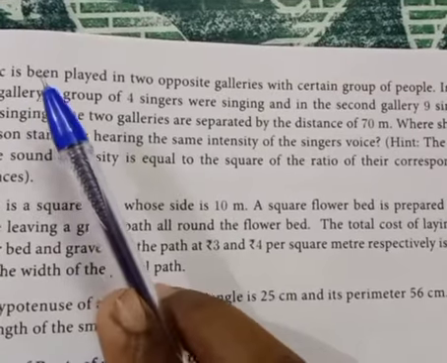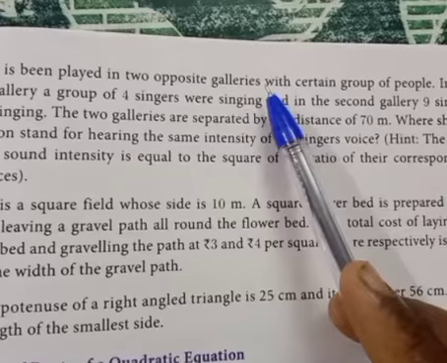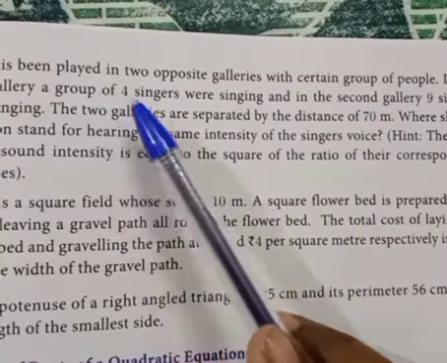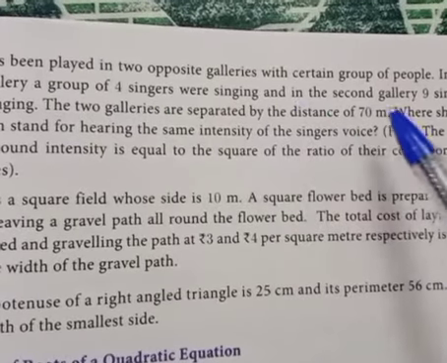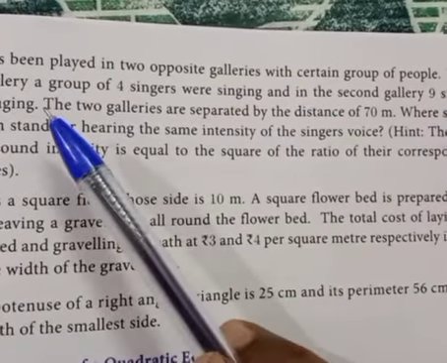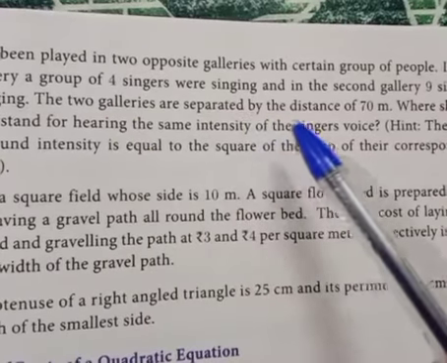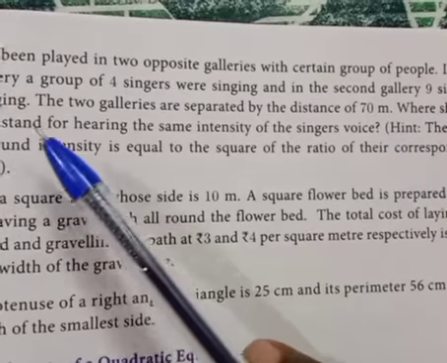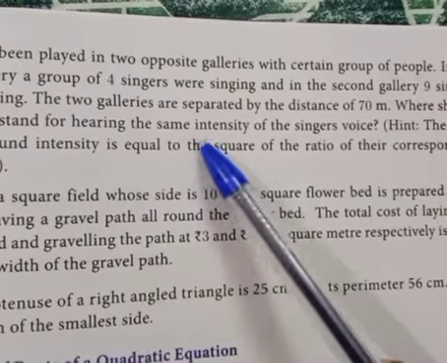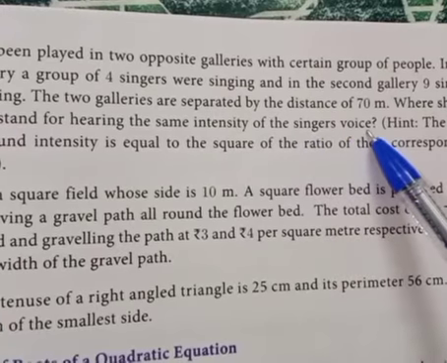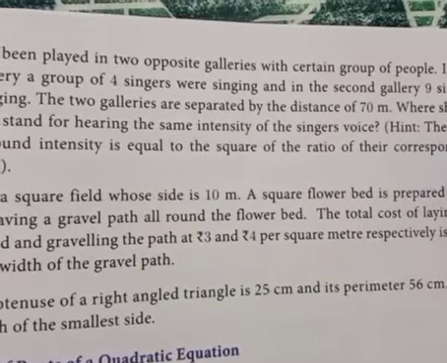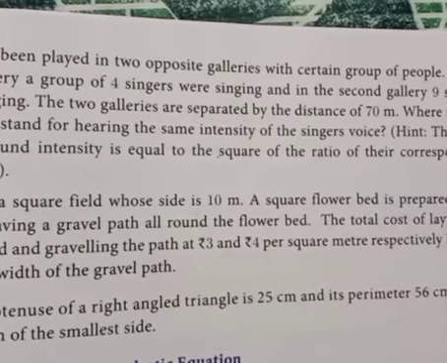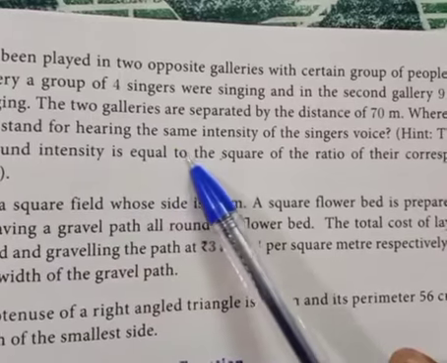Seventh question. Music is being played in two opposite galleries with a certain group of people. In the first gallery, a group of 4 singers were singing, and in the second gallery, 9 singers were singing. The two galleries are separated by a distance of 70 meters. Where should a person stand for hearing the same intensity of the singers' voice? The hint given is that the ratio of the sound intensity is equal to the square of the ratio of their corresponding distance.